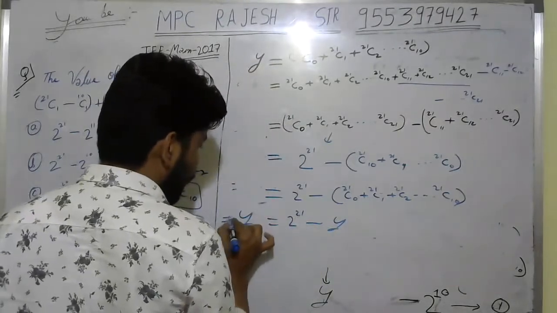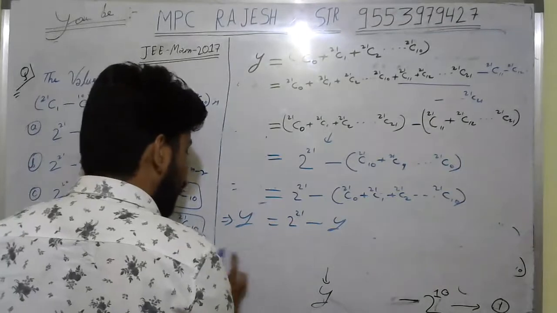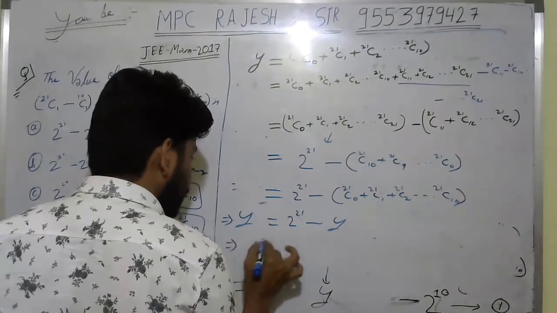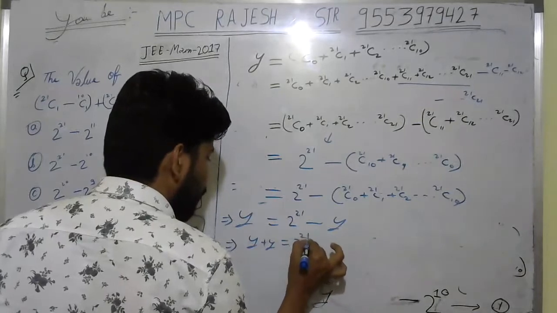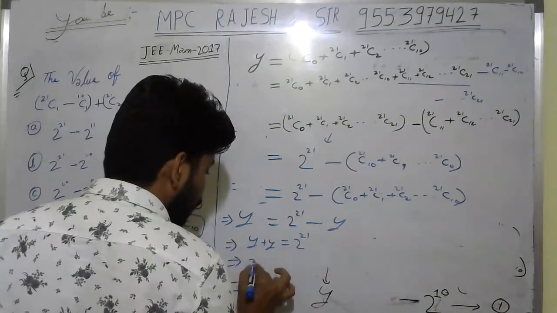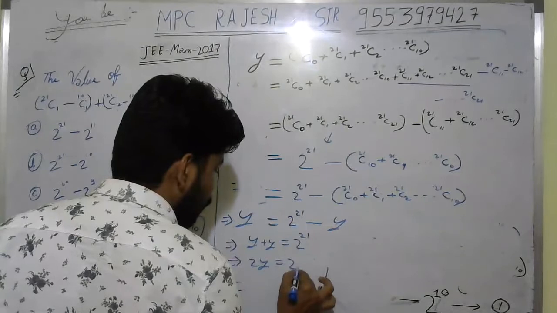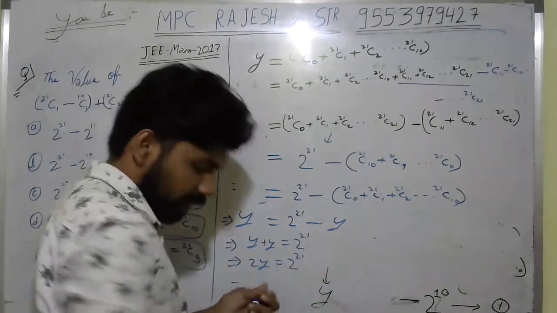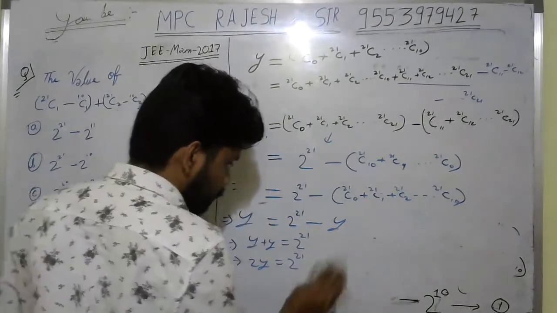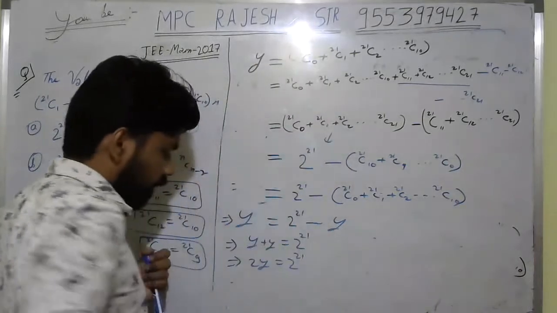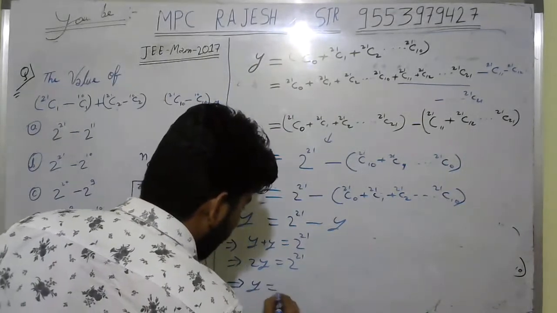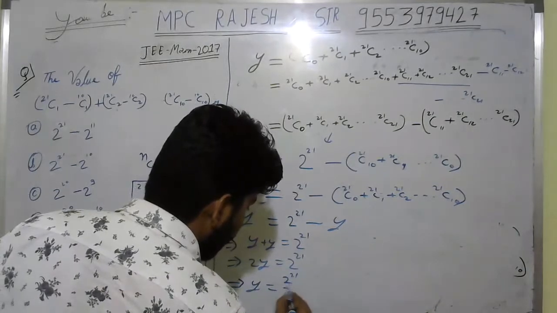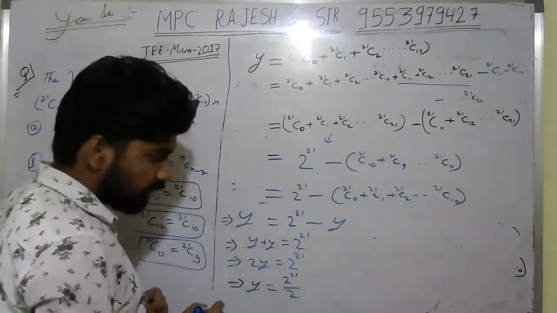Left side is also y. So this y transfers to the right side, to the left side. So y plus y is equal to 2 to the power 21, this much, and 2y is equal to 2 to the power 21. Right? Completely clear? Now this y is equal to 2 to the power 21 by 2. Clear?